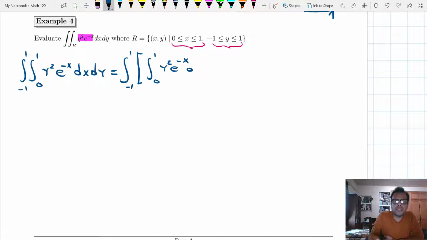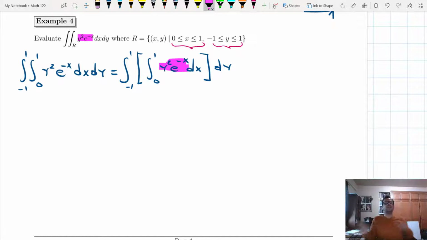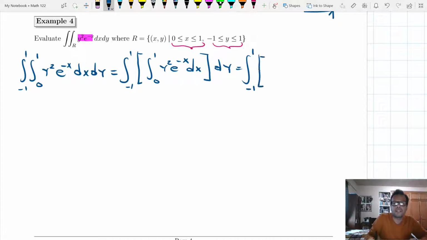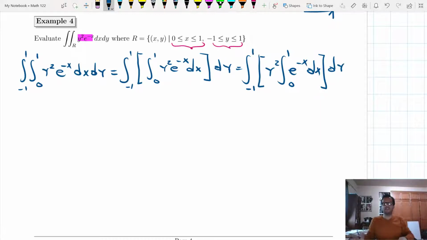Now notice something here. In this case, we are evaluating the integral with respect to x, right? We're integrating this function with respect to x. So all factors that do not have x, in this case the y squared, I'm going to write outside of the integral. So I'm going to write this as the integral from -1 to 1 times y squared times e to the negative x dx evaluated from 0 to 1. Okay, that differential of y.